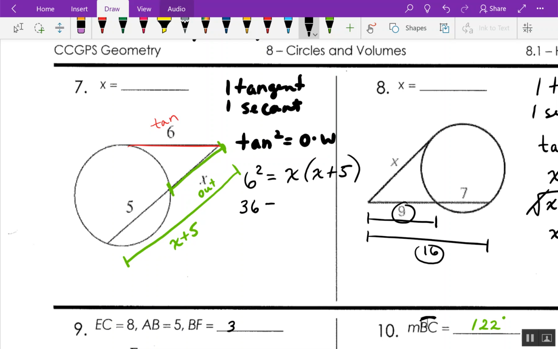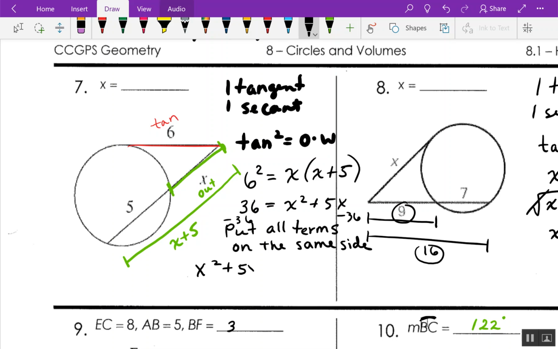So it says 36 equals x squared plus 5x. And to solve this problem, you have to put all terms on the same side. So I'm going to subtract 36 from both sides. Are we clear? So that'll give me x squared plus 5x minus 36 equals 0.